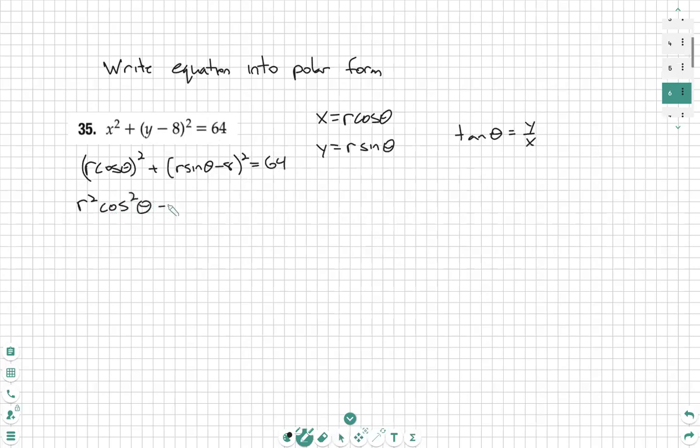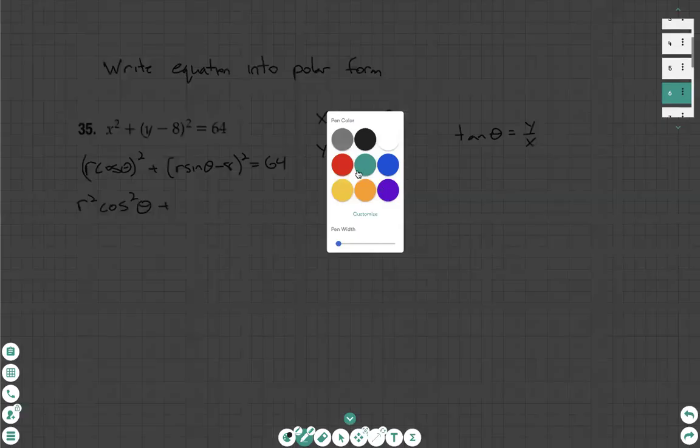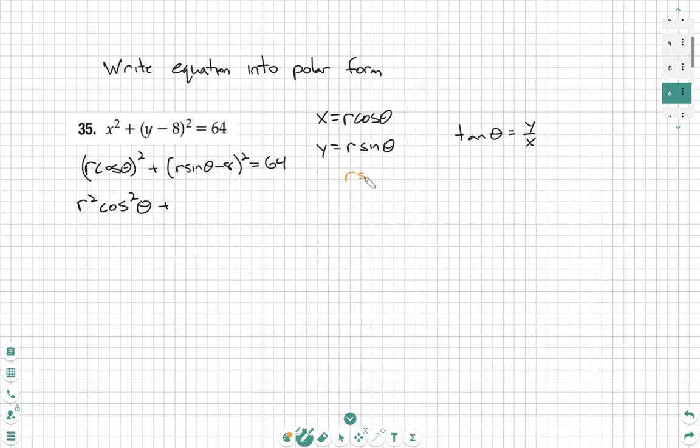r squared cosine squared theta plus, and we have to FOIL this, so let's take this to the side. r sine theta minus 8 squared is really r sine theta minus 8 times r sine theta minus 8. So be sure that we FOIL this properly. First, r sine theta times r sine theta, then r sine theta times -8, and another r sine theta times -8.